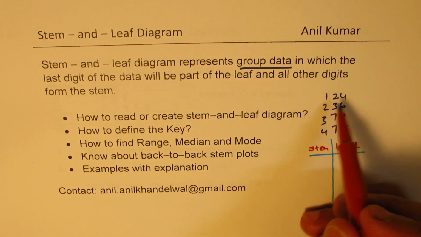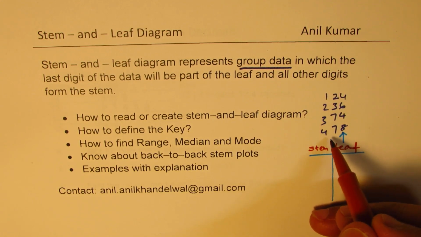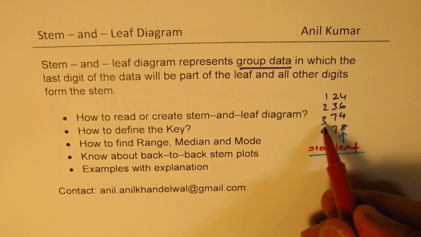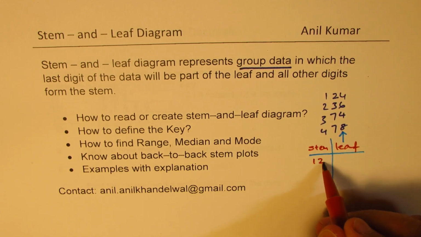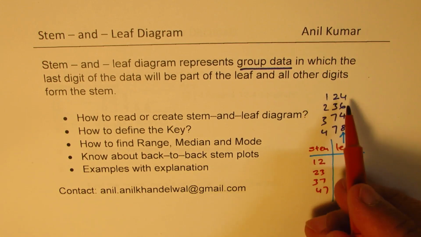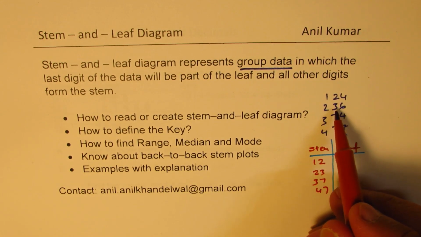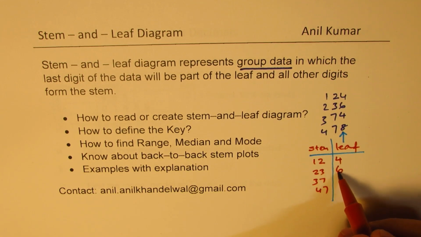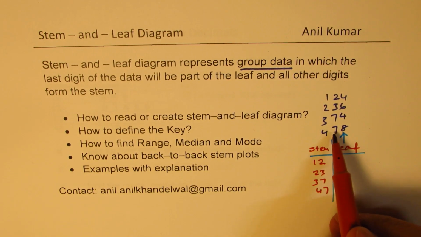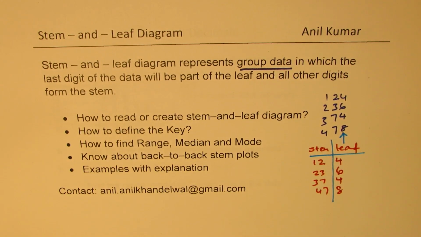So for this data, these numbers will come on the leaf side and those numbers will come on the stem side. For example, here we have 12, 23, 37, 47. So these numbers will come here, 12, 23, 37, 47. While we write 12, we'll write 4 on this side. You get the idea, right? 236: so 23 and then 6 comes on this side. 374: 37 and 4. 478: 47, and 8 is the ones place. That will come on the leaf side.